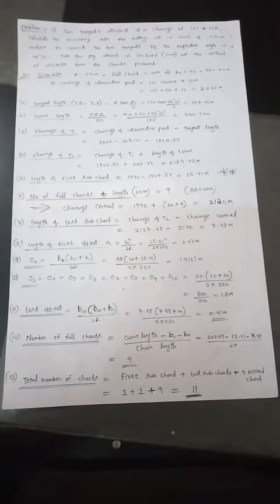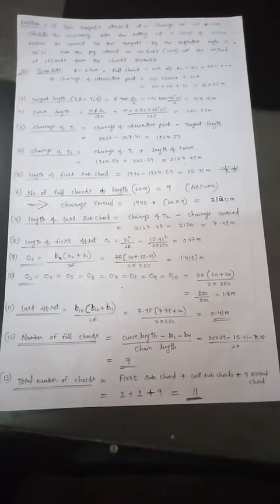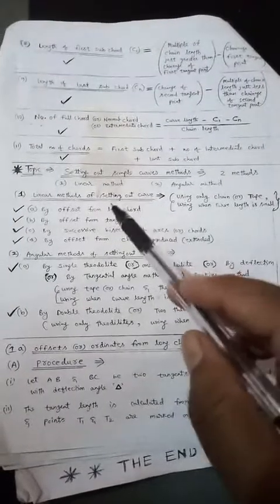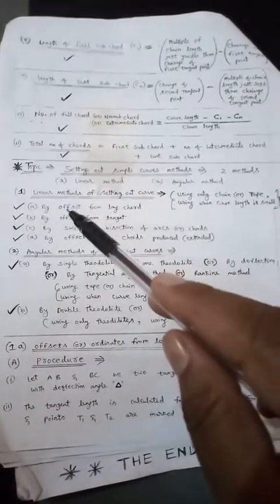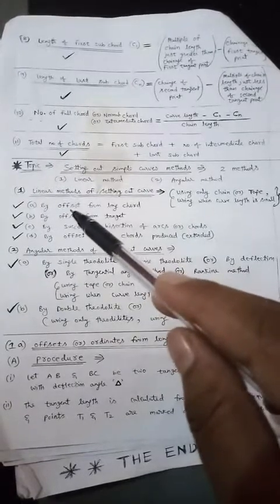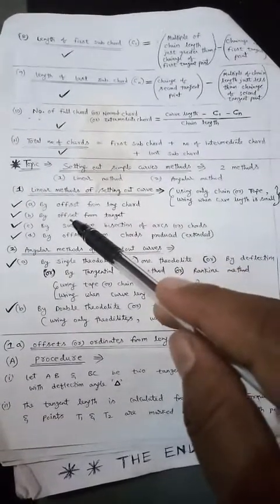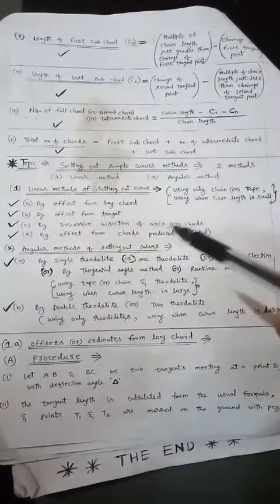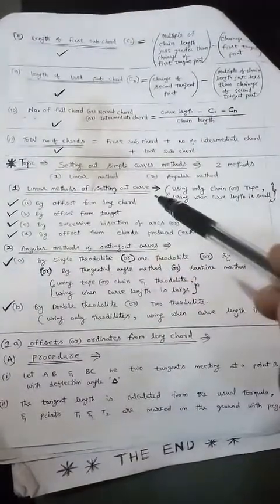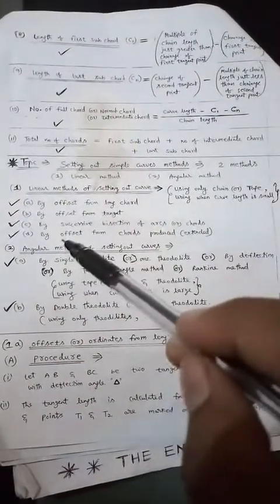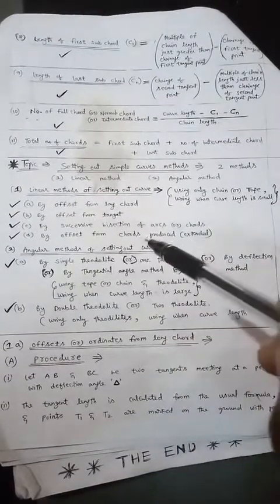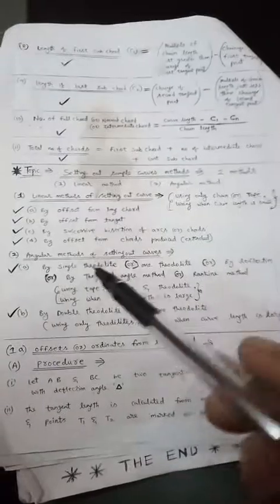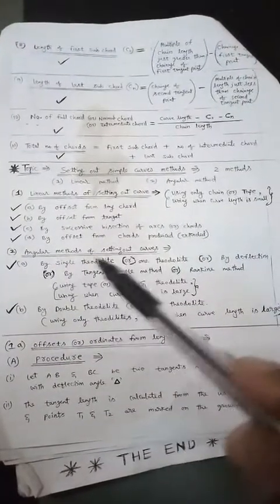This is the total problem. This is about offset from chord produced. In the linear method, 4 types are completed just now. In the previous video we completed offset from long chord, next offset from tangent, and next successive bisection of arcs or chords. These 3 types we completed in the previous video. In this video we completed just now offset from chord produced. Now we will learn about the angular method.